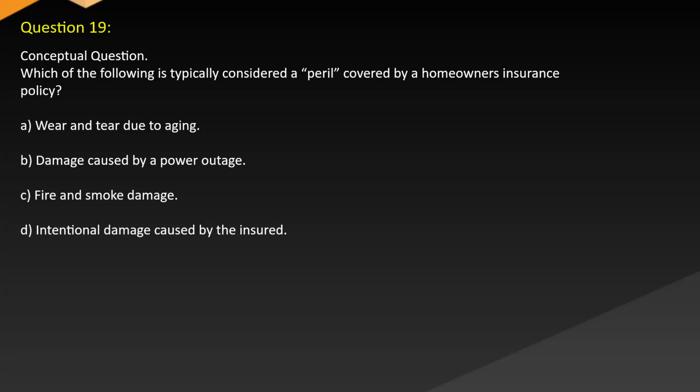Question 19. Conceptual question. Which of the following is typically considered a peril covered by a homeowner's insurance policy? A. Wear and tear due to aging. B. Damage caused by a power outage. C. Fire and smoke damage. D. Intentional damage caused by the insured.